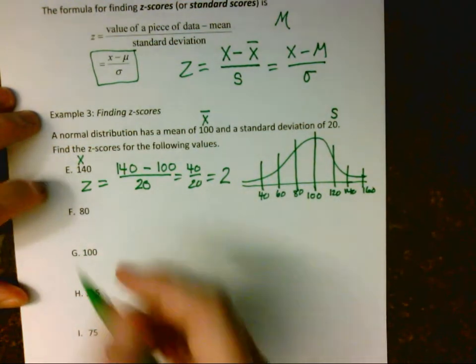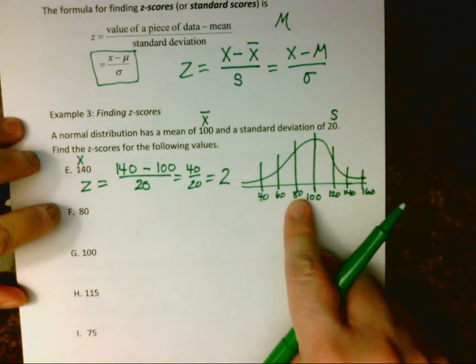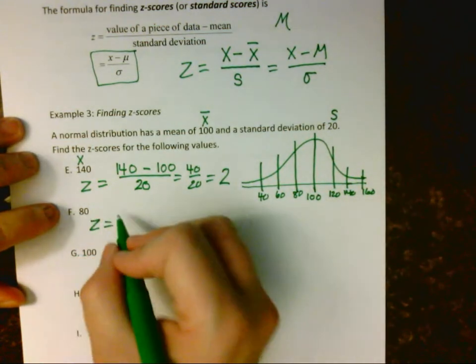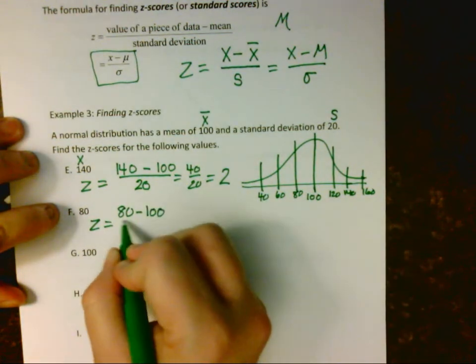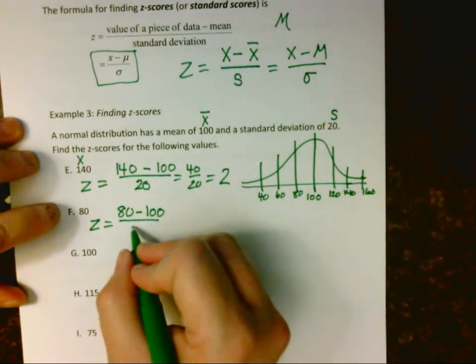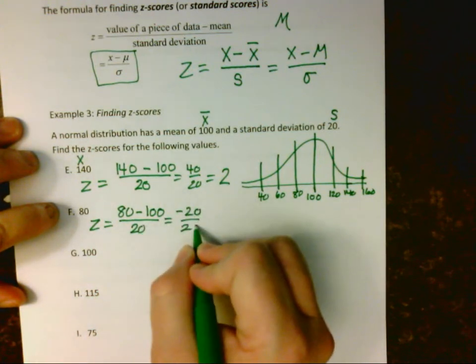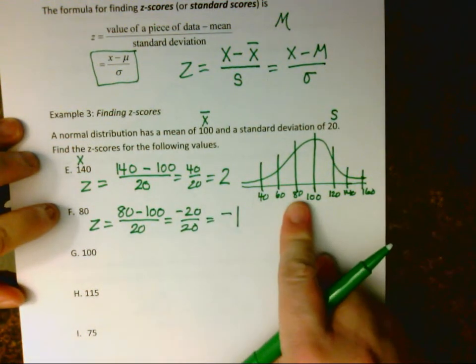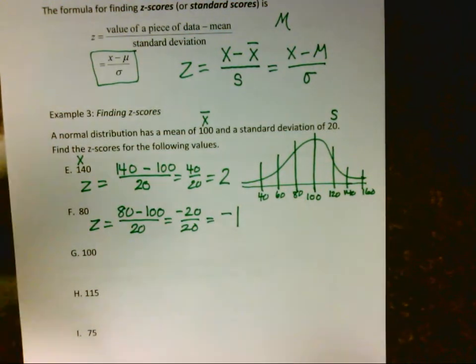This was positive. Okay, where would 80 be? Let's look at this. It was 1 deviation below. So we should predict that the z-score will be negative 1. Let's go ahead and calculate that. The z is the data item, which is 80, minus the average, which was 100, divided by the standard deviation, which they said was 20. So I get a negative 20 over a 20, which gives me a negative 1. As we predicted, 80 is 1 standard deviation below the average.